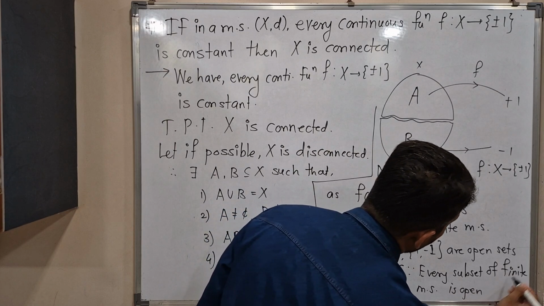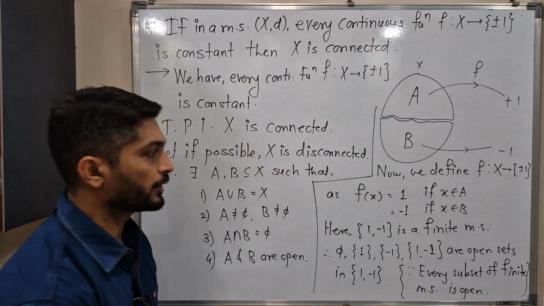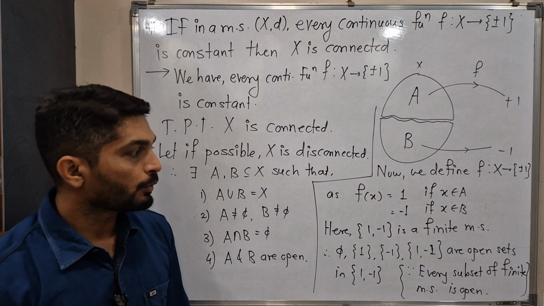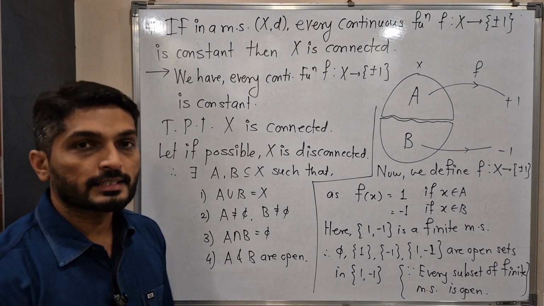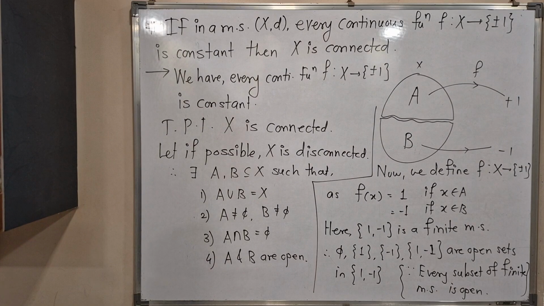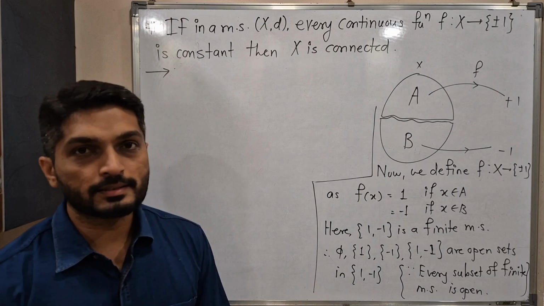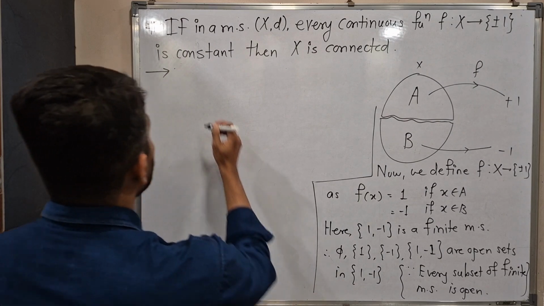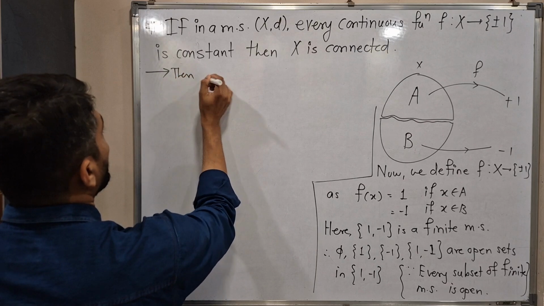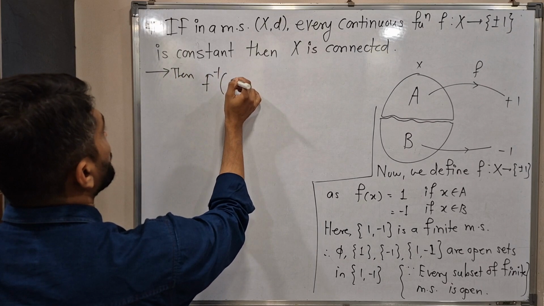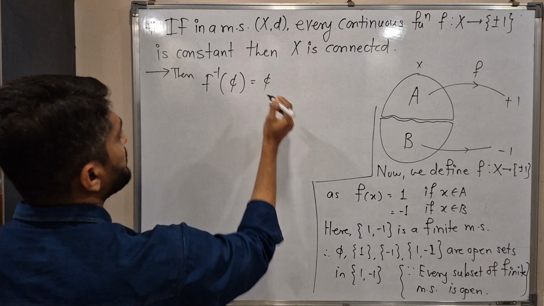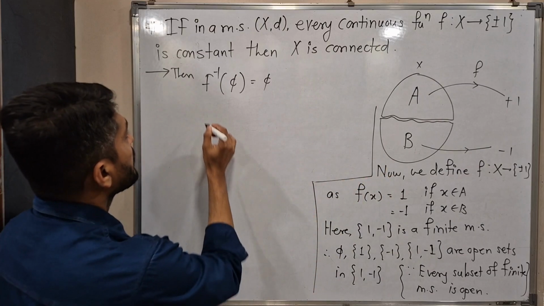Okay, this part we have already covered. This part is also already covered. Right now we want some more space to write, so just take a screenshot of it, then we will move further. So let us find the inverse image of all these subsets. Inverse image of phi, f inverse of phi, is obviously empty.